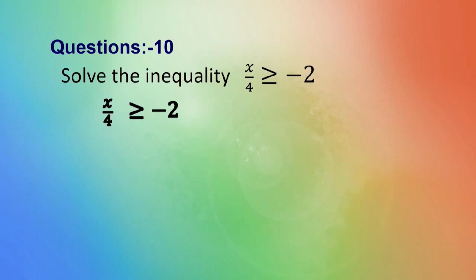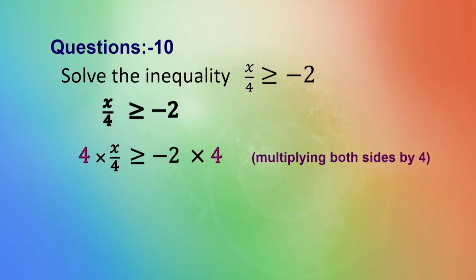Now you have to remove this number 4. We can remove this number 4 by multiplying both sides by 4. Then on the left hand side comes x. On the right hand side minus 2 times 4 is minus 8. Okay children, look at that. Here x is greater than or equal to minus 8. When we multiply a positive number by a negative number, the answer should be a negative number.